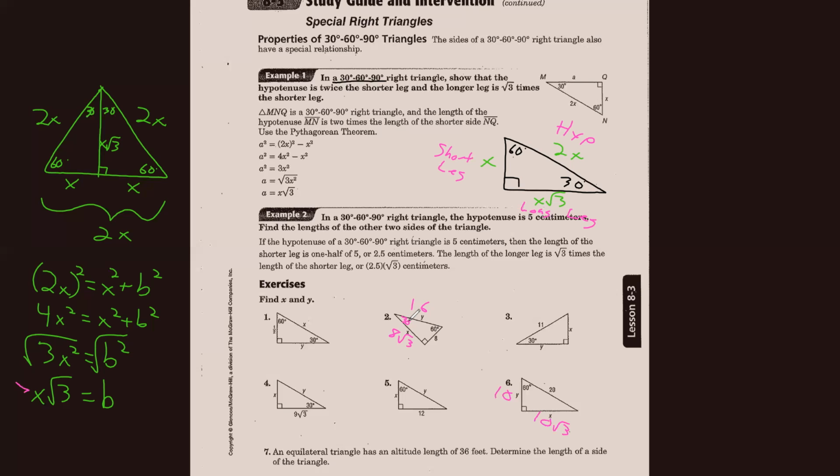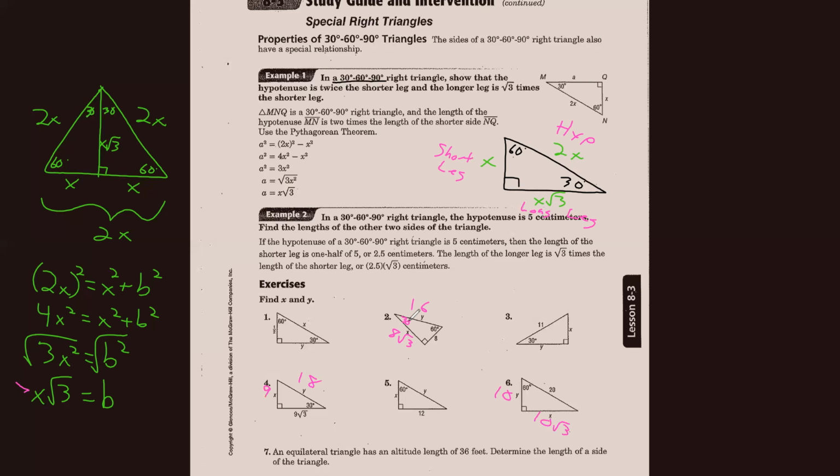Let's go over to number 4. On number 4, they gave us the long leg this time. There's the radical there, right? We have 9 radical 3 for the long leg. I need to go backwards and find my short leg. What's the short leg going to be? It's 9. And then the hypotenuse, I've got to double the short leg, so that's 18. Each time you're following that same pattern.